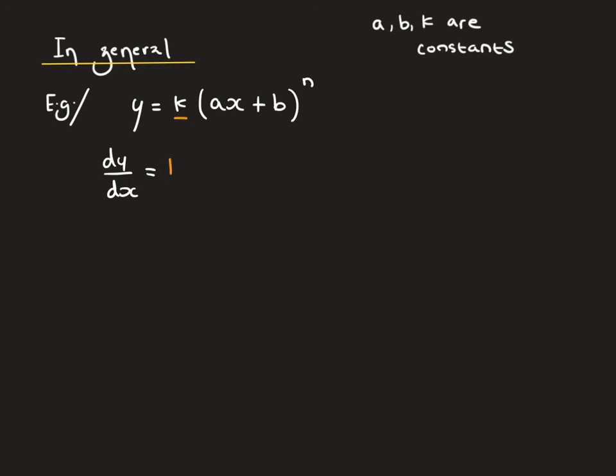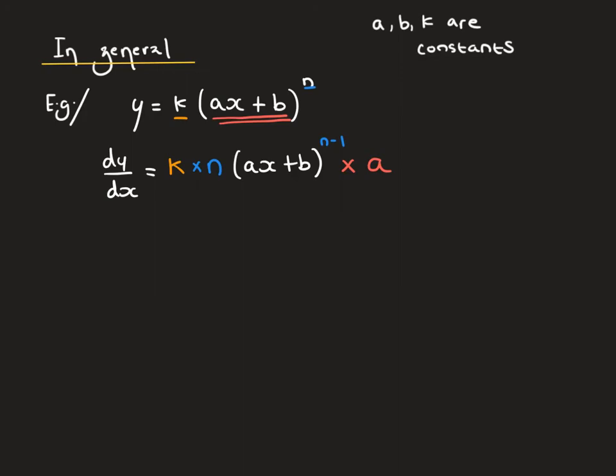Well, the k is just a constant that remains in place like that. Now the n, we need to multiply by the power and then reduce the power of the overall function by 1. So it becomes multiply by n, and then the power becomes n minus 1. And we then need to multiply by the derivative of the inner function. What do we get if we differentiate ax plus b? We simply get a. So that would be the answer, and of course we would simplify this.